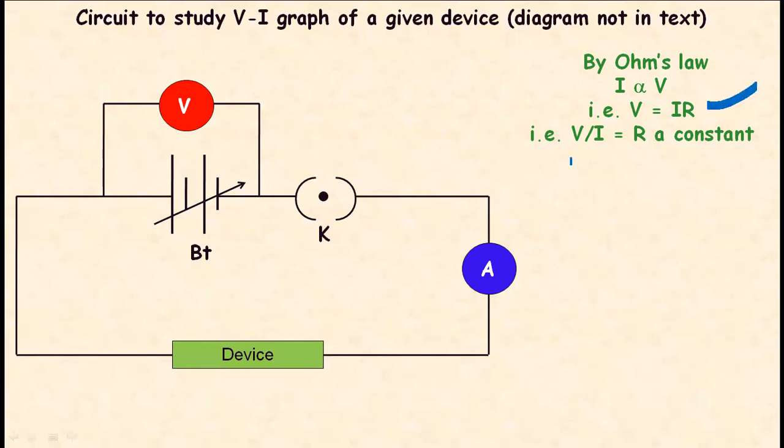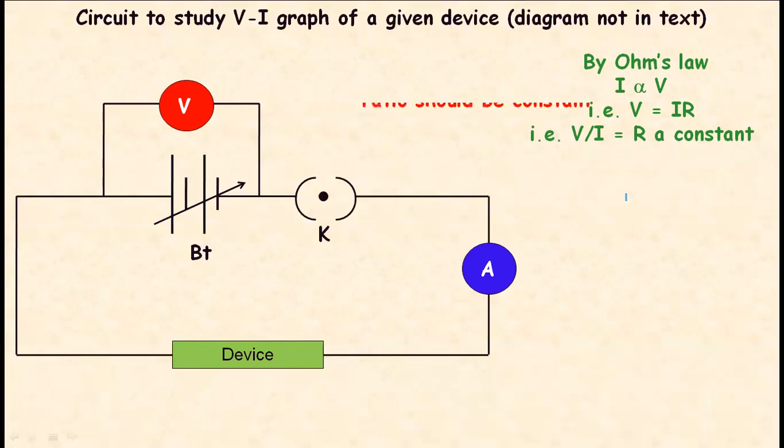So I end up with V by I is equal to R. And you know R is a constant. So the ratio of voltage to current is always a constant. So the ratio of applied voltage in the circuit to the current flowing through the circuit should always give me a constant value. Only then R can be constant. Resistance of the material of the device we have used in the circuit will be a constant.